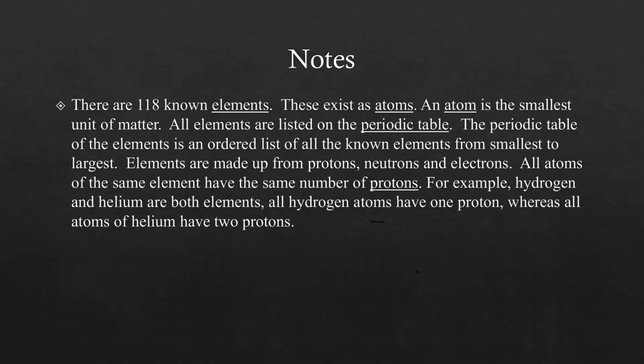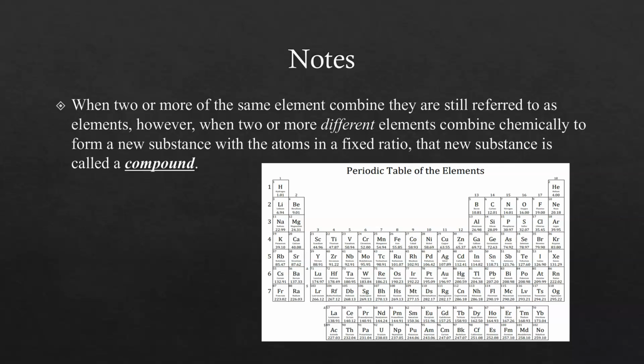For example, hydrogen and helium are both elements. All hydrogen atoms have one proton, whereas all atoms of helium have two protons. So protons identify the element or give it its identity. It's kind of like the DNA for an atom. It tells that atom who it is. So when two or more of the same element combine, they are still referred to as elements. However, when two or more different elements on the periodic table combine chemically to form a new substance with the atoms in a fixed ratio, that new substance is called a compound.